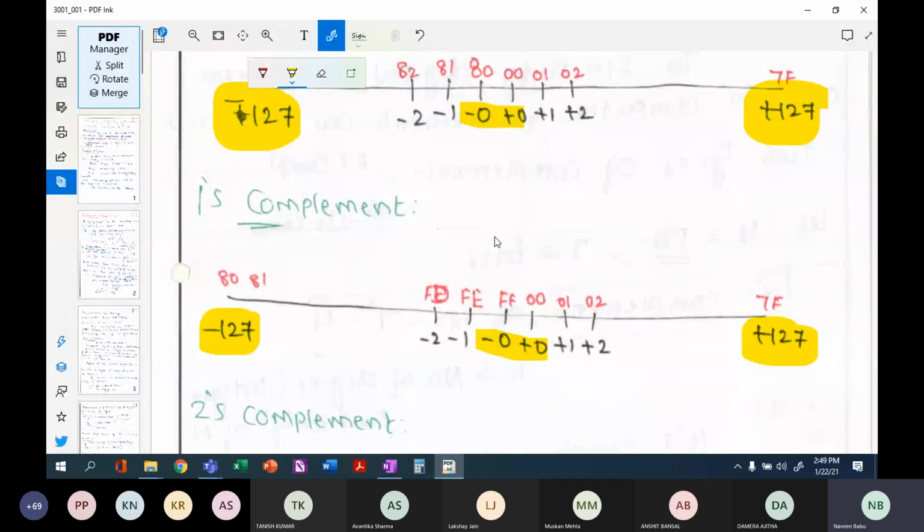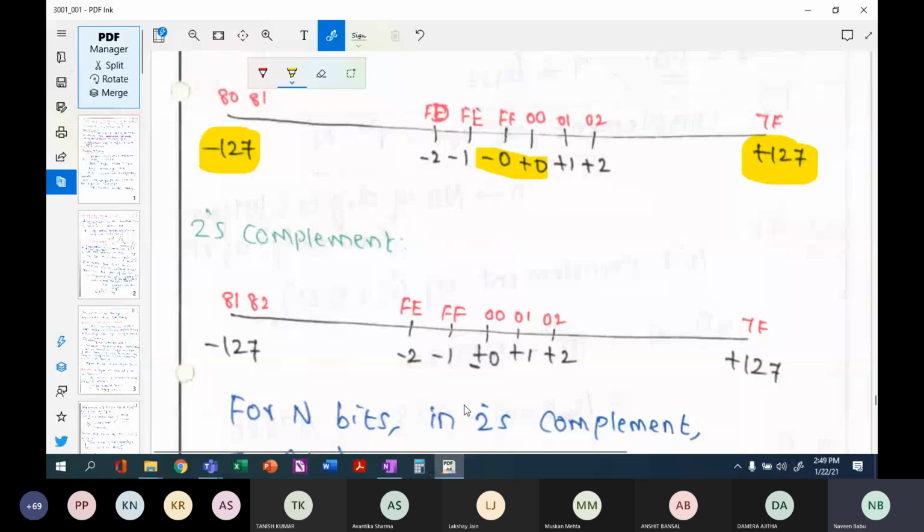But in 2's complement form, that is the advantage. For 0, you have only one 0. On the positive side, there is no change, plus 127. Whereas on the negative side, you had 81 getting represented as minus 127. In addition to that, 80H is represented as minus 128. So you are getting one more negative value along with 80H.